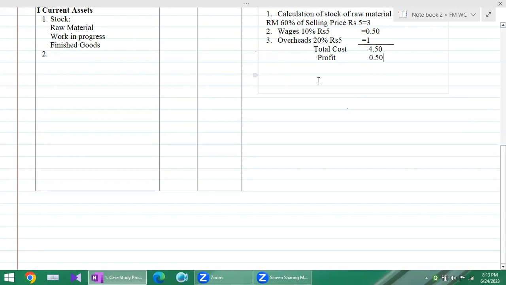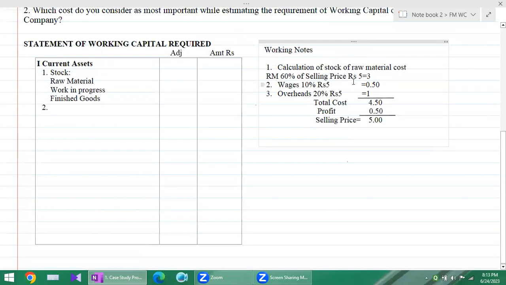The total again we get is rupees, selling price. Selling price is equal to, yes, it is 5 rupees. Okay. Here we have derived. Right. Done. So this is about one.